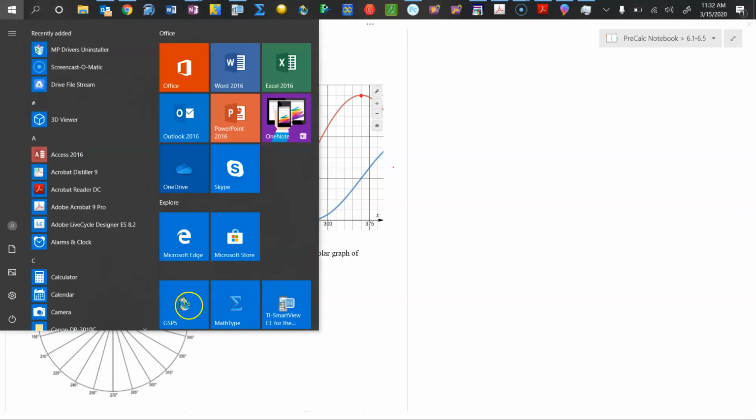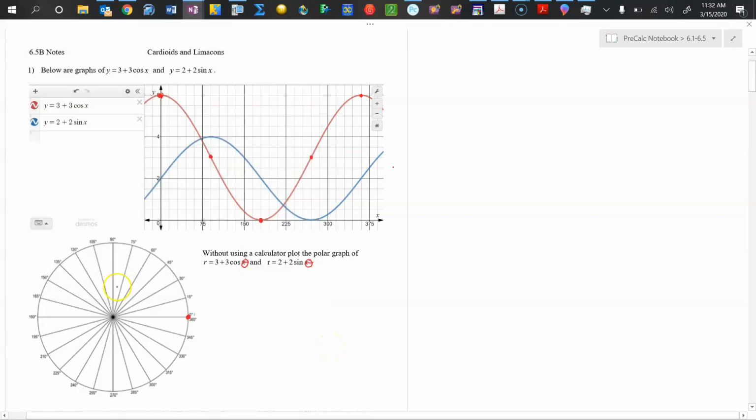At theta equal 90, we are going to be at 3. And at theta equal 180, we're going to be at 0. At theta equal 270, we are going to be equal to 3. And at theta equal 360, we're going to be back at 6. So now we've got those critical values plotted. Let's see what happens in between those.